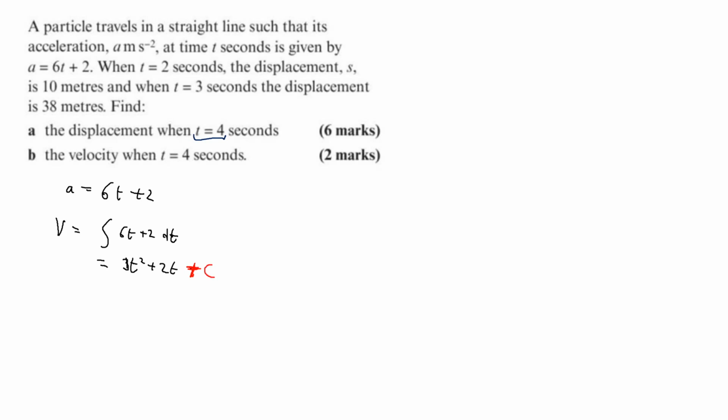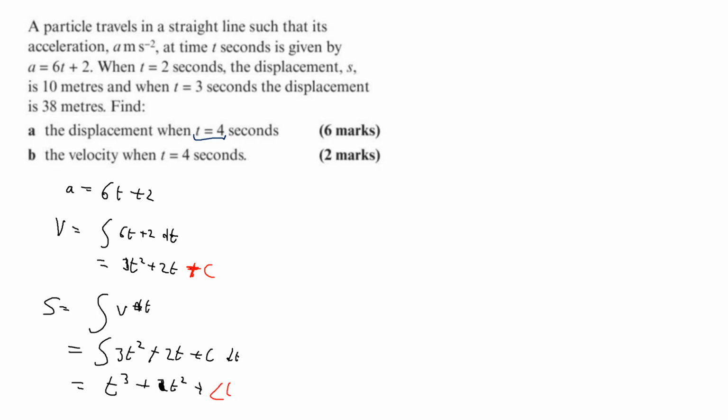Now what we need to do is work out the displacement function. The displacement function is the integral of velocity with respect to t, which is the integral of 3t squared plus 2t plus c dt, which is equal to t cubed plus t squared plus ct plus d. And this is why we want it in red here, just so it's easier to see.